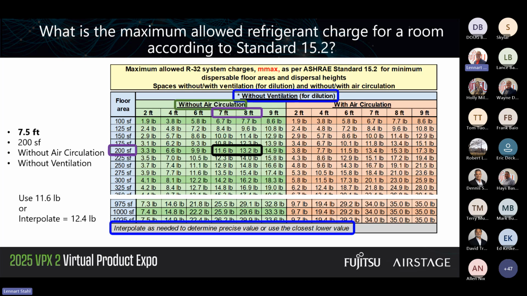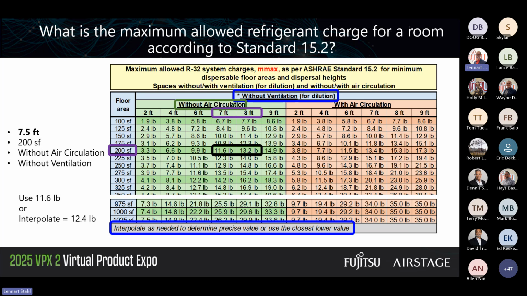The same would have to be done if you have 7.5 feet. In this case, at 200 square feet, I go out to the right and will land at 7 or 8 feet in those columns. So if I decide to play it safe, it's going to be 11.6. But if I want to interpolate, it's going to be right in between those two. 7.5 is right in between 7 and 8, and that would be 12.4. So then I have 12.4 pounds. That's the way you would interpolate to get the exact numbers that you're looking at.